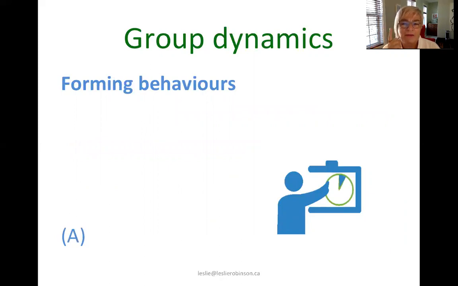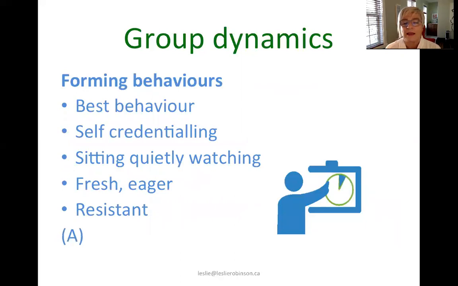In the 5 behaviors, the first is forming. This is when we arrive. We're often on our best behavior. We're self-credentialing. It's like, oh yeah, I know this person, I know that, or I've got this degree, or this is my position in this organization, or I've written 6 books, or whatever it is.